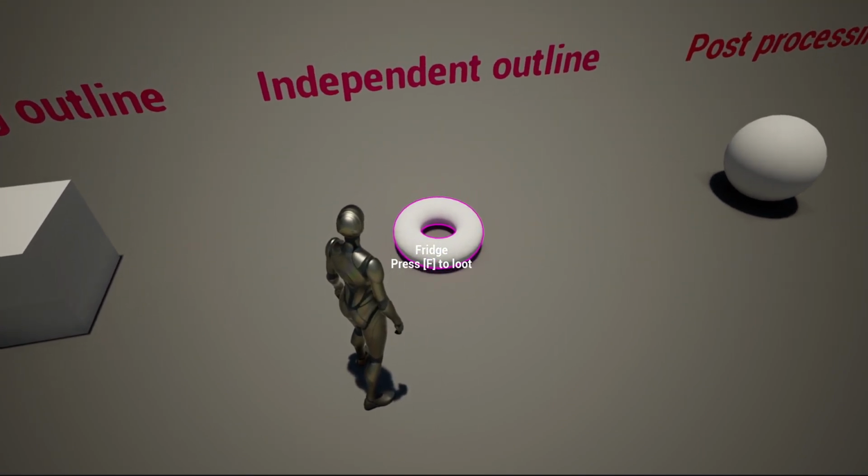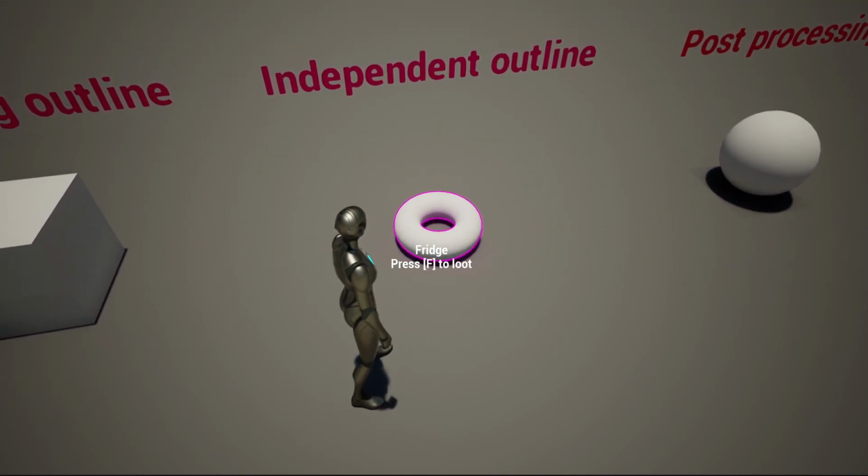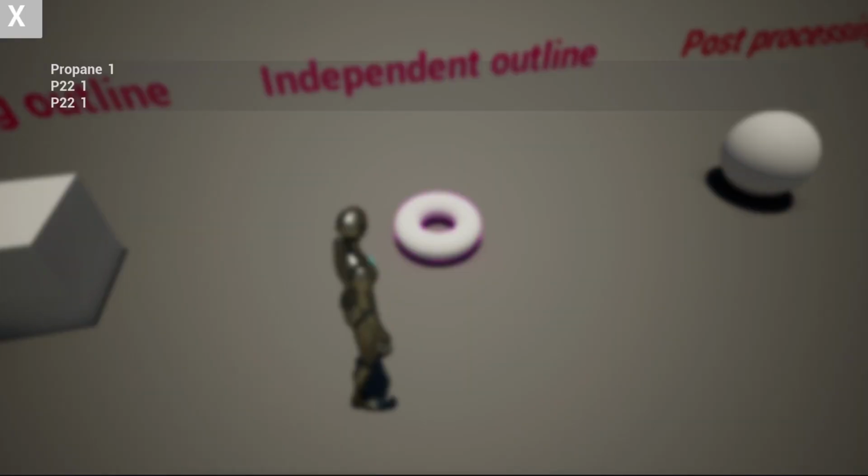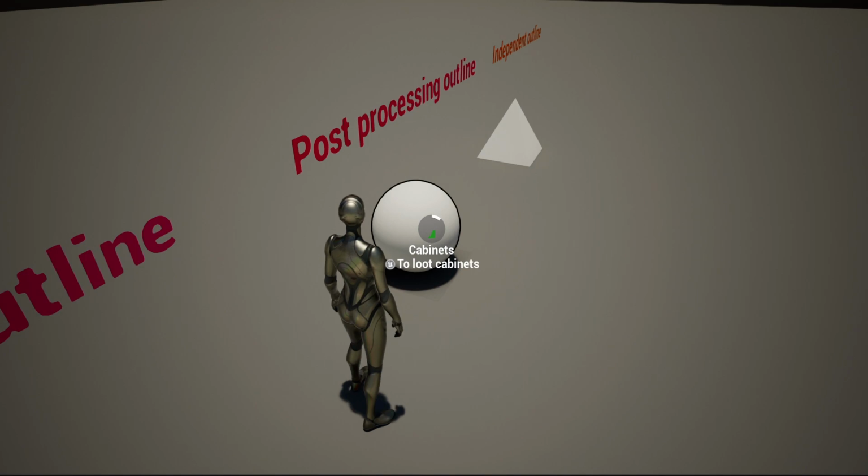So now this is a fridge. Press F to loot. Again, I've got it as E, but I'm demonstrating how you can change different widgets and feedback to the player. So if I interact with it, this one takes a bit longer, as you can see, and it gives me loot. So this is the circle too. As you can see, it takes a bit longer.